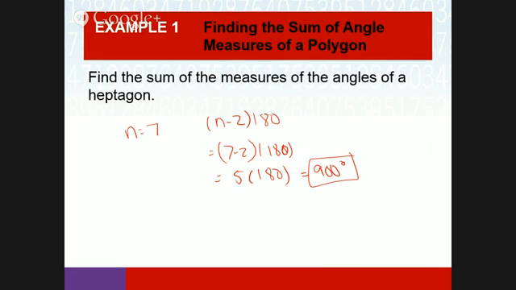Yeah, I see how you apply that formula. It should be relatively easy to remember because you know a triangle has 180 degrees, right? So n minus 2 times 180. So if n is 3, you have 180, right?